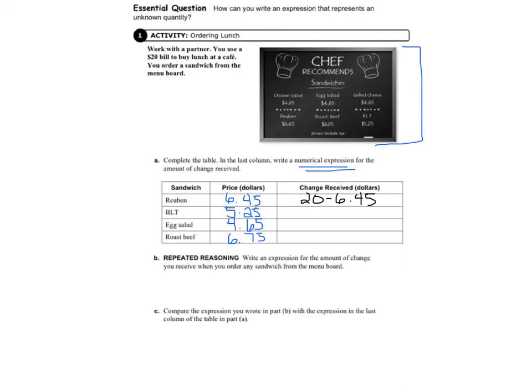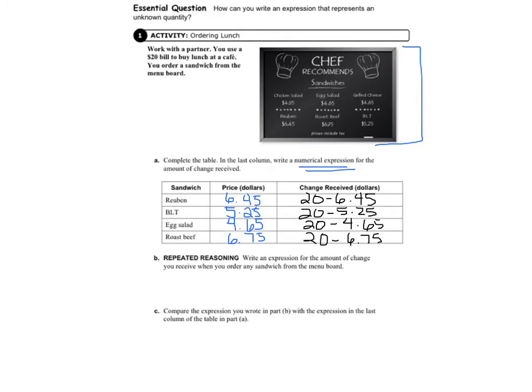If we ordered a BLT, we would pay with a $20 bill, and we would get $20 minus $5.25 back. If we paid with a $20 bill for an egg salad sandwich, we would get $20 minus $4.65 back. If we got a roast beef sandwich, we would pay with a $20 bill, and we would get $20 minus $6.75 back.